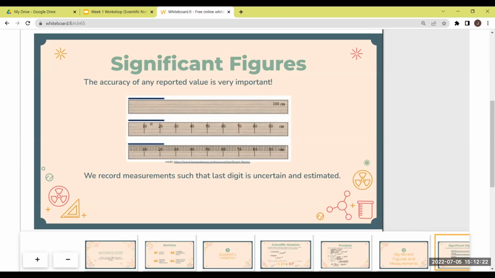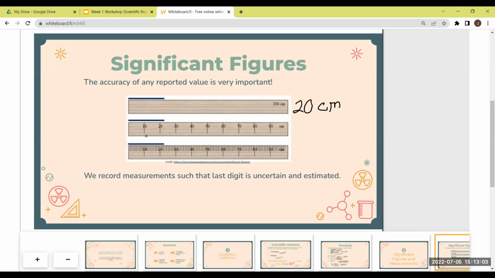So we only record measurements such that the last digit is uncertain and is estimated. If you look at this first ruler right here, I could not be confident that this is actually 20 or 30. It could be 10 or 40, depending on how far you may have seen it or how small this measurement could have been. So we measure that we have an uncertain number between 20 or 30 for this first one. So I'm just going to write 20 centimeters.